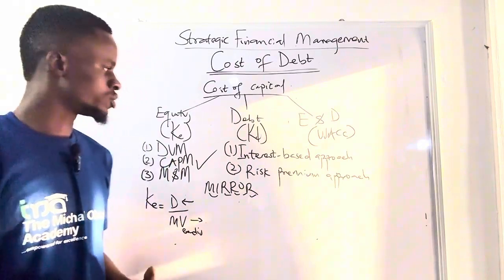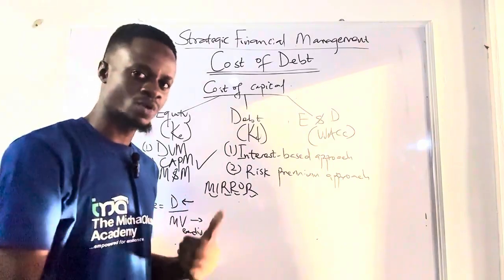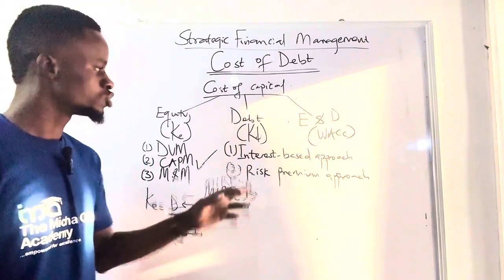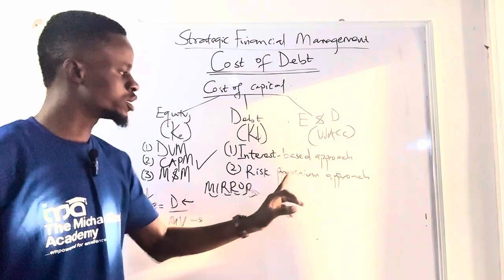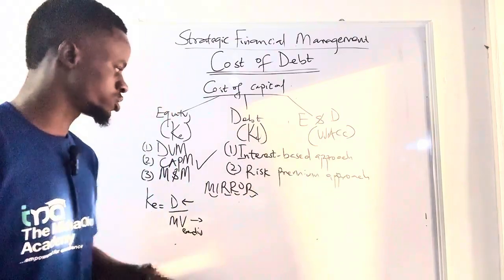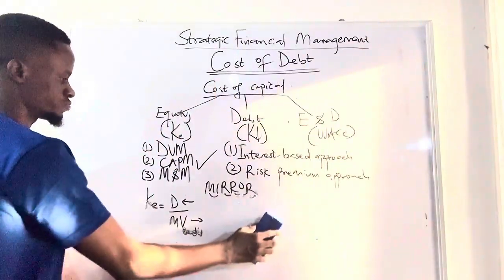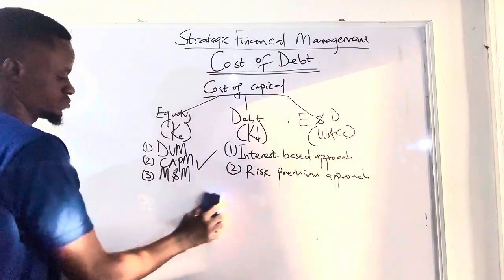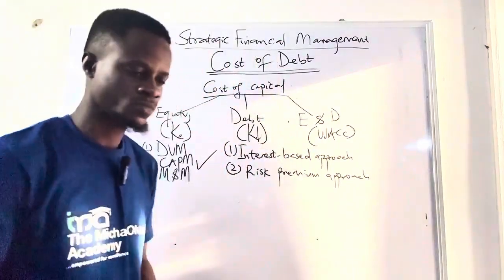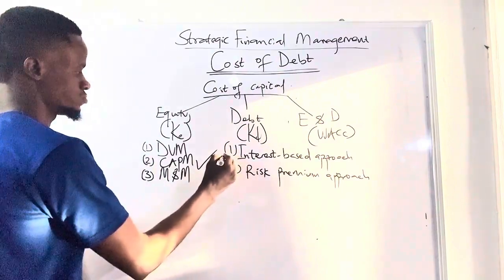For example, I don't know if I should explain that here right now, but when we begin to move on, I'll make it clearer to you. So we have two methods, the interest based approach and the risk premium approach. So let's focus on the interest based approach now.